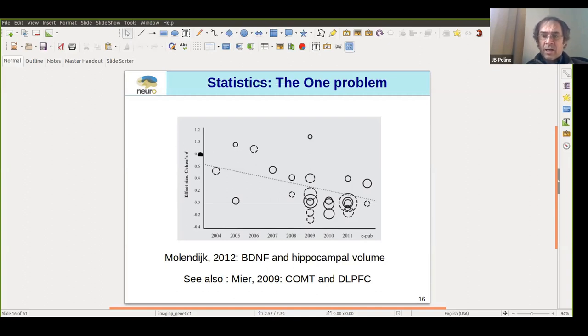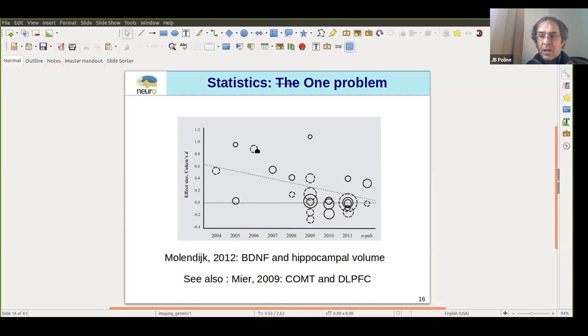So this is the Cohen's d effect size, which is the raw effect size divided by the standard deviation of the data. And the size of the little circles is the size of the cohort. So small cohorts are small circles, and you see that in the early days there's an effect size everywhere. And then as the size of the cohort grew, and you got larger cohorts in later years, you see that these cohorts were showing much smaller effect sizes.